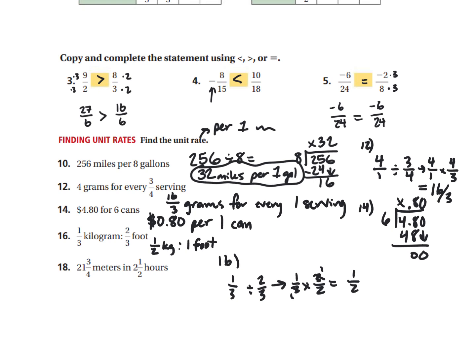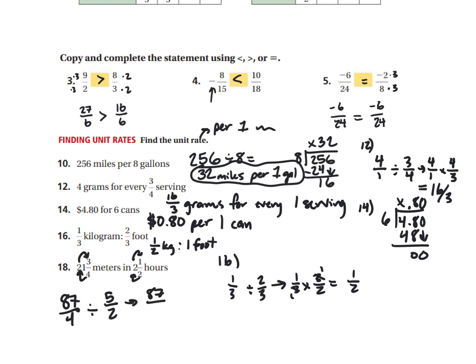Lastly, for number 18, I'm going to make these actually into improper fractions. So I'm going to multiply and then add. This is going to give me 87 over 4. And then I'm going to divide that by 5 over 2. I like dividing fractions. It makes a little bit more sense in my head.